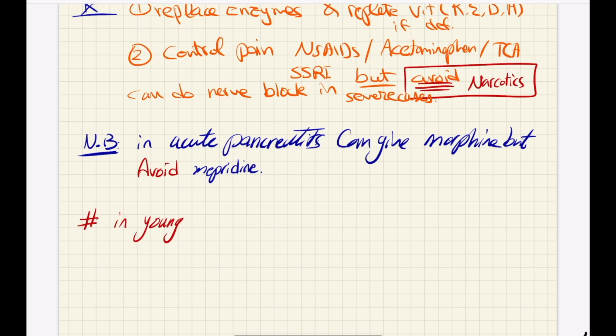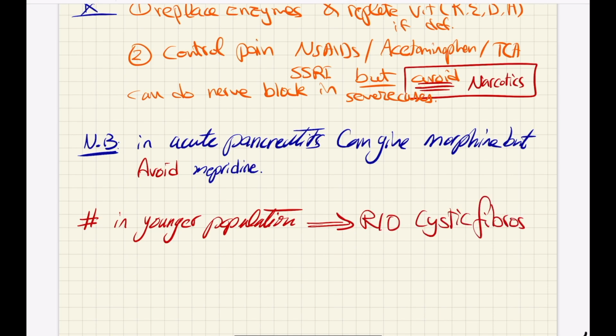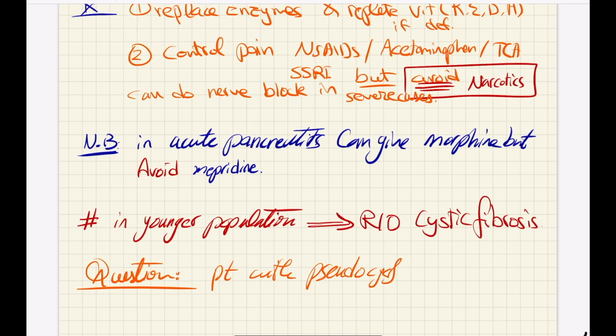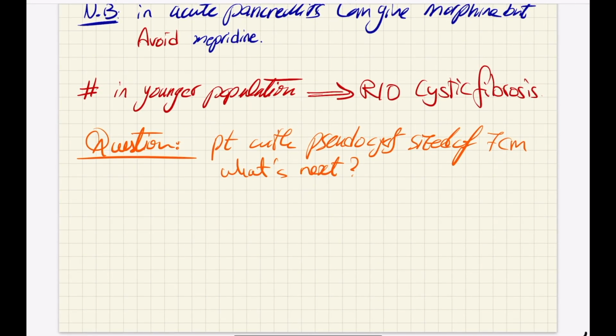And remember, guys, you always remember cystic fibrosis. Whenever you see a patient who has a typical clinical picture of chronic pancreatitis, malabsorption, weight loss, rule out cystic fibrosis. And now a question: if we have a pseudocyst size 7 centimeters, what to do next? You ask about the symptoms. If it's symptomatic, you treat it. Not symptomatic, you let it go on its own.